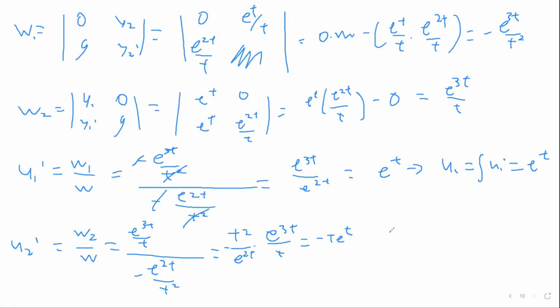Your integral tables should tell you the solution. So this is equal to u2 prime, and u2 equals the integral of negative t e to the t dt. And I happen to know from guess and check that this is equal to negative t e to the t plus e to the t. And that gives us u2. So u2 equals e to the t minus t e to the t. Very exciting, almost done. We're about to win.